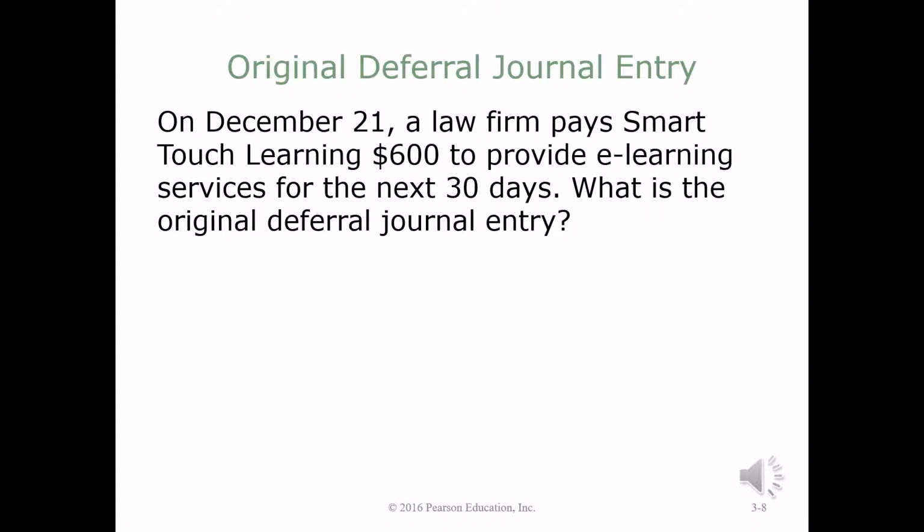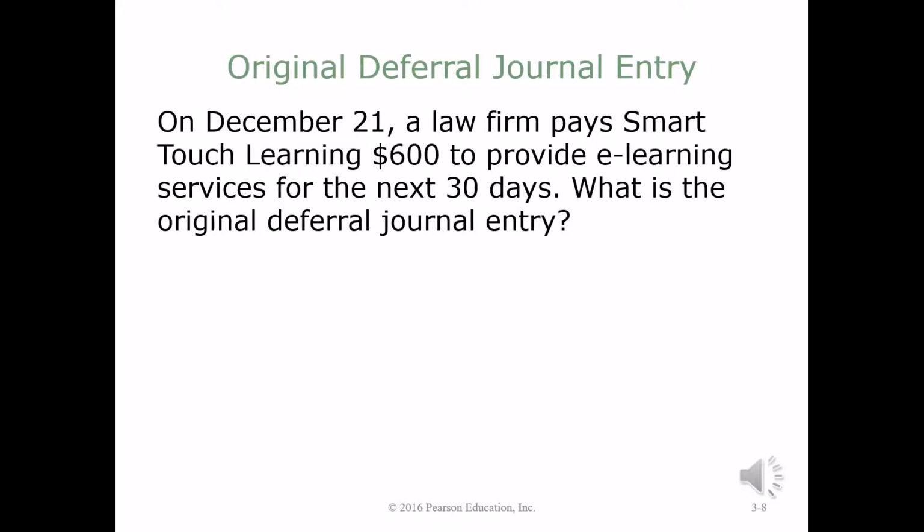Adjusting entries are always made at the end of the month to make sure that the revenue that we're recording matches with the expenses that we're recording. We want to have the most accurate income statement possible. So let's take a look at the journal entries and associated T accounts for this transaction.